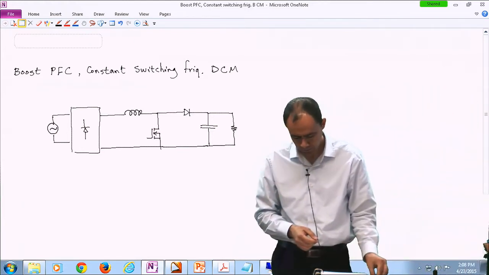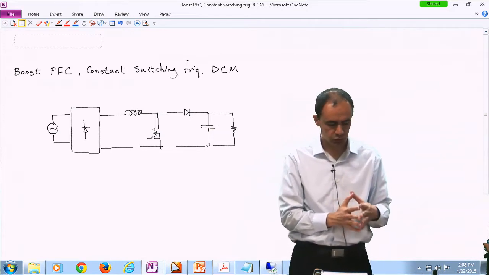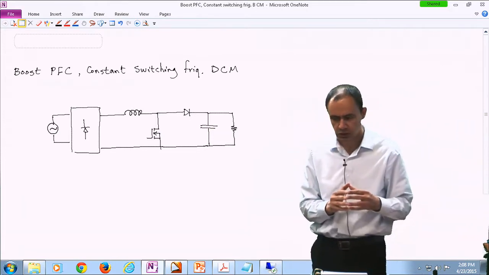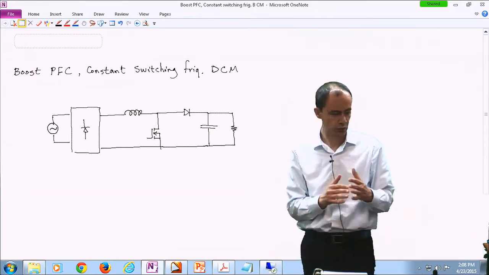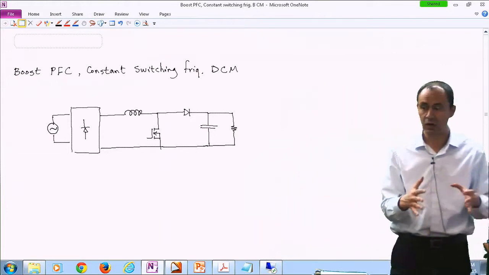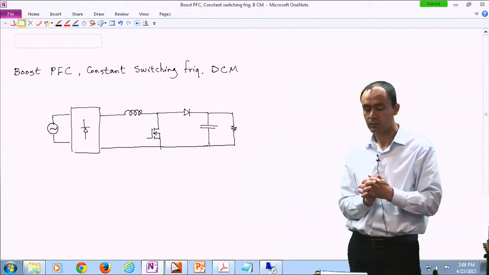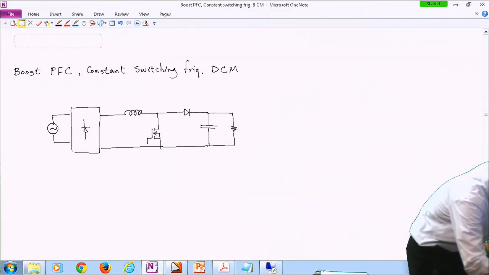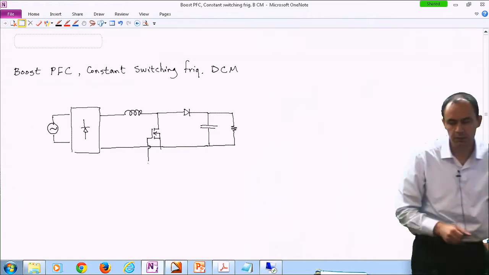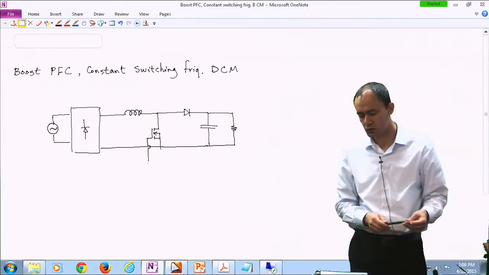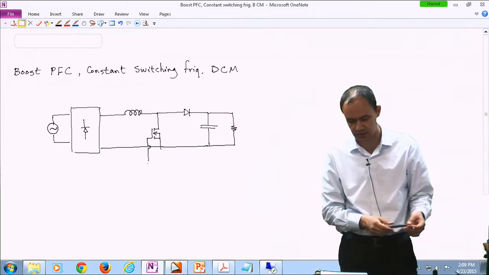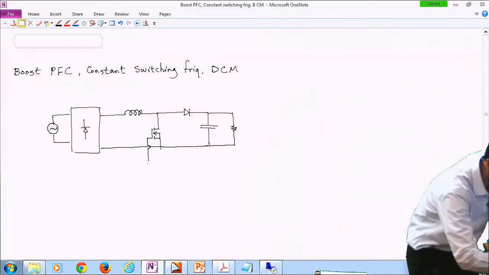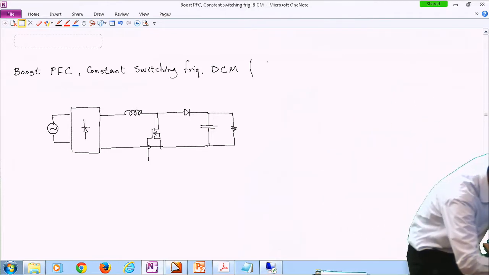And the simplest way of controlling this boost is to turn the switch on and off at a constant frequency, and then keep the on time of the switch constant. So let me write it over here, constant T on.